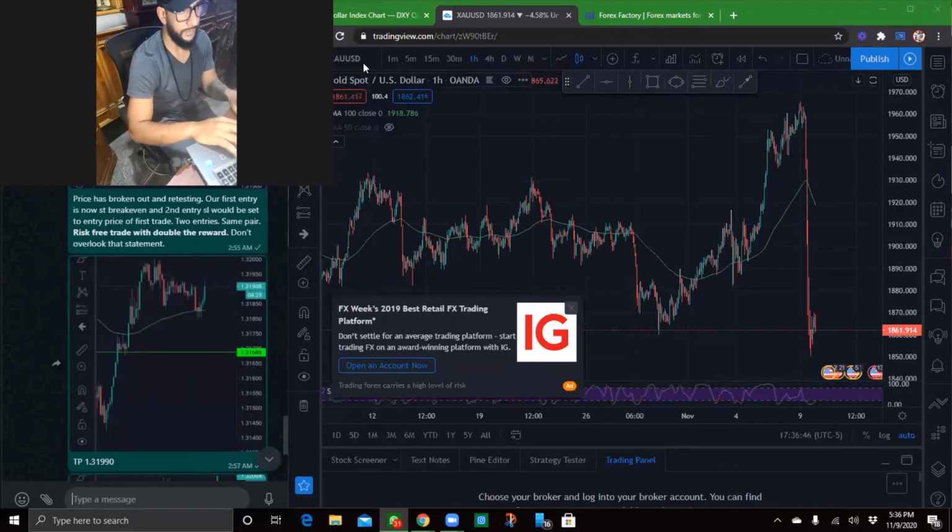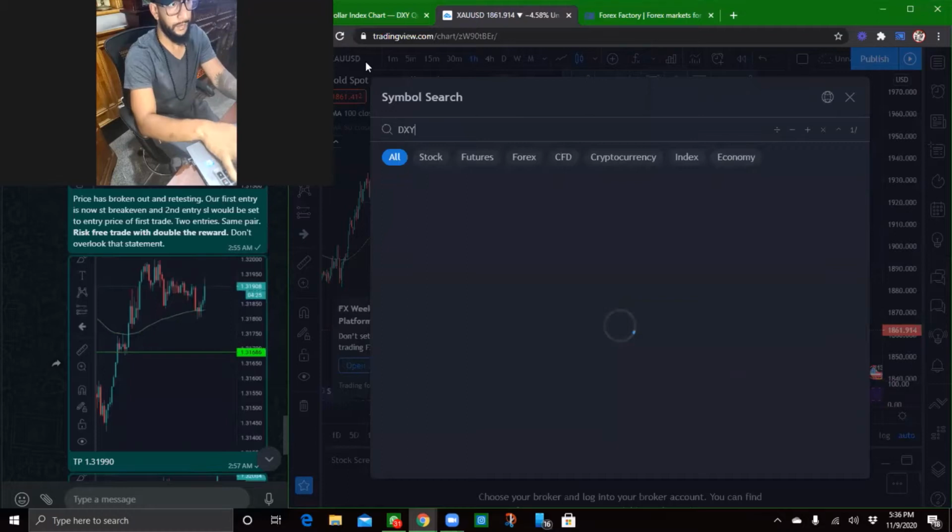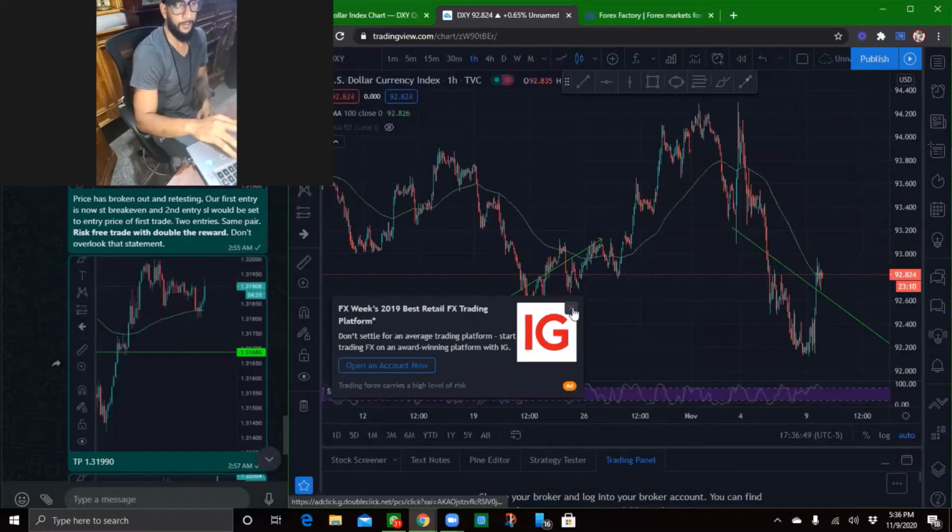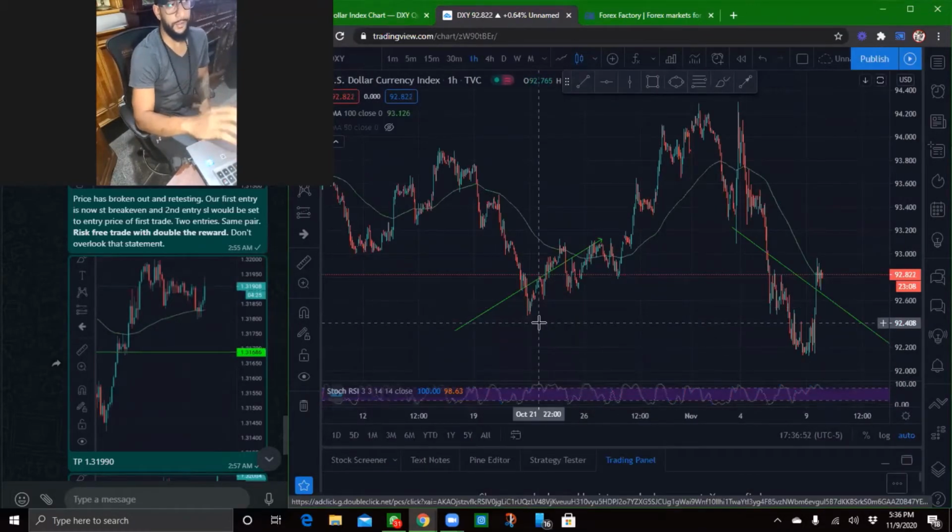Going back to Dixie, I'll show you guys that again. Now, I always go over this with my students, and I'll tell you guys as well, there are ways to correlate different currencies together in order to have a confirmation on a direction.